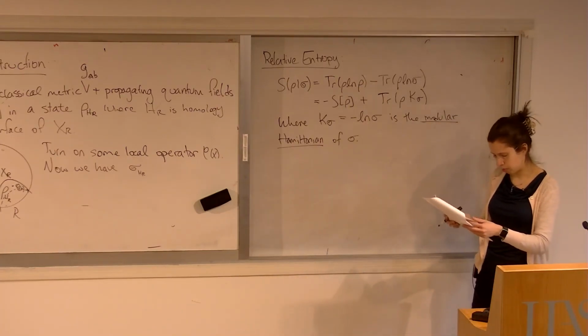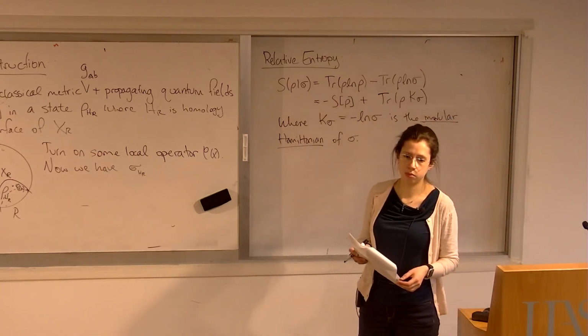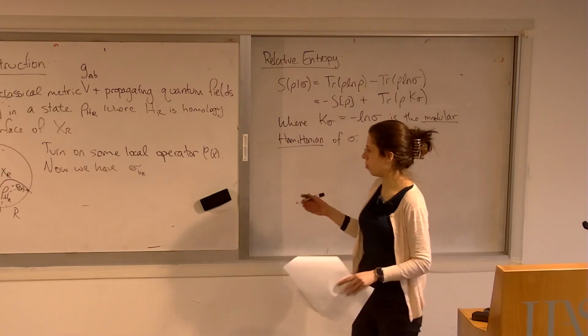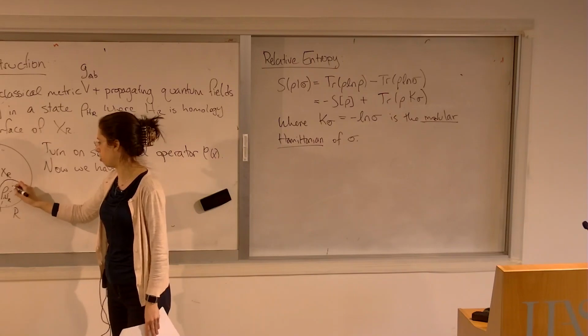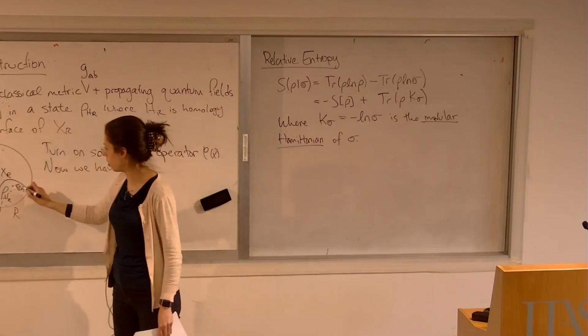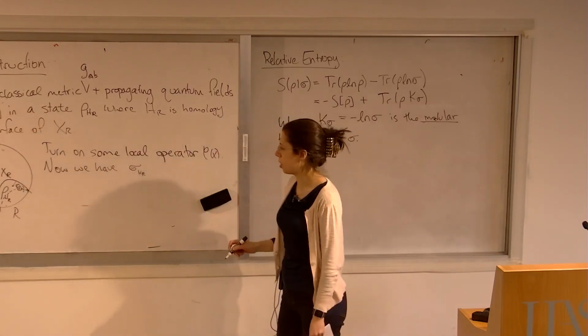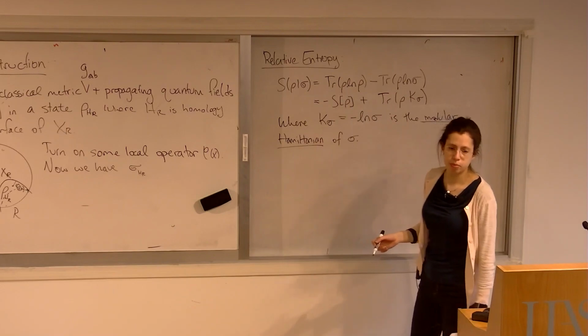Just one question. What does it mean to turn on a local operator? Are you acting with some operator on the state? Well, yeah, you're acting with some operator on the state. It's localized to a particular point, or if you don't like local operators in quantum gravity, you have some Wilson line connecting it to the extremal surface. Yeah, you turn on this operator, it means you act with it on the quantum state. So now you've changed the state.